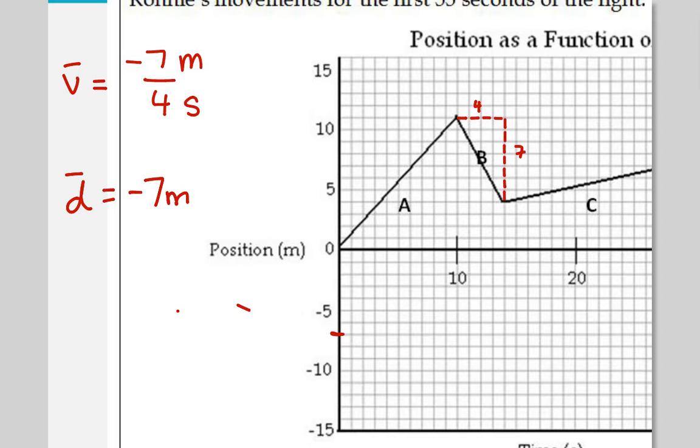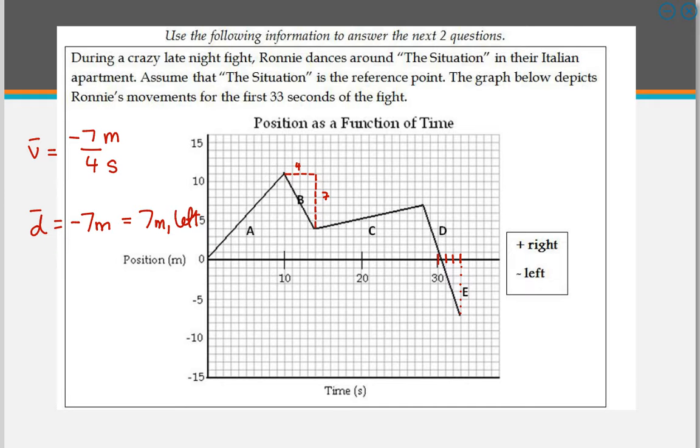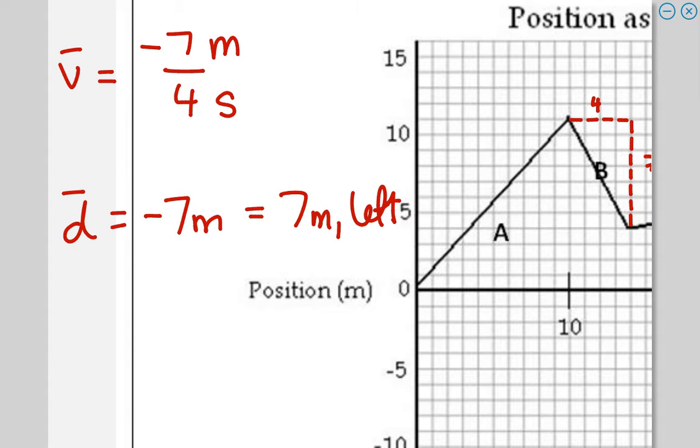All right, good question. Is negative 7 meters equivalent to positive 7 meters left? Yes. So you can communicate either way, especially because there's a legend over here that tells you that negative is left. So you could just leave it as negative 7 meters, or you can put positive 7 meters, comma, left. Both of those communicate the same thing.